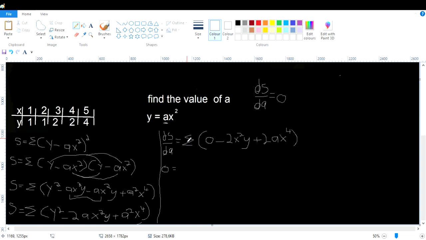Then let's just multiply everything inside the brackets by the sum. So here we're going to have minus 2 times the sum of x squared times y, plus 2a times the sum of x to the power 4.